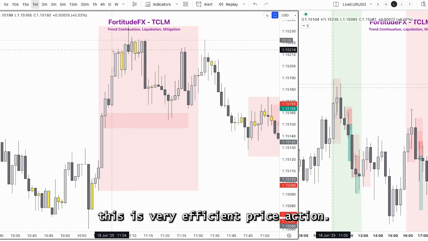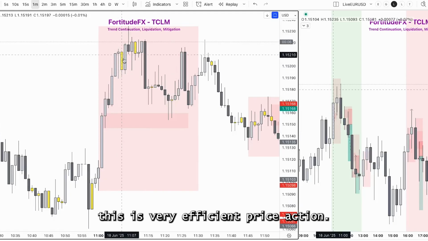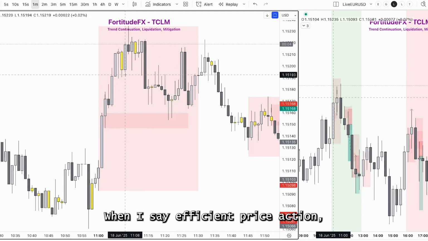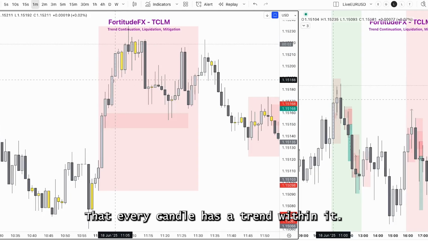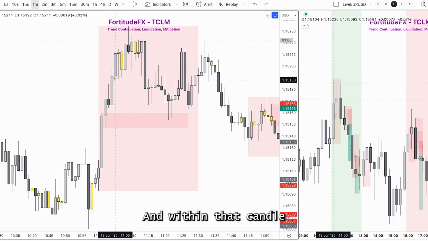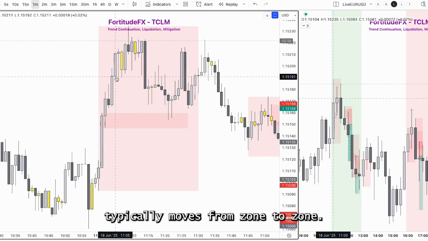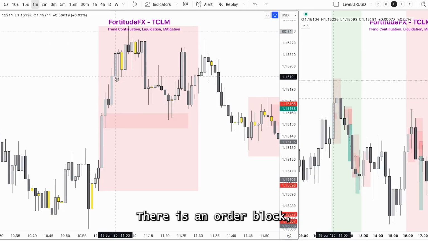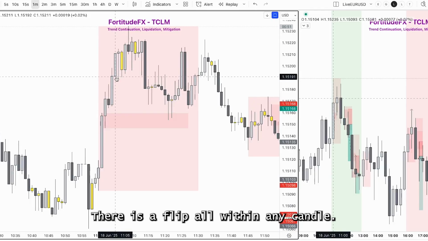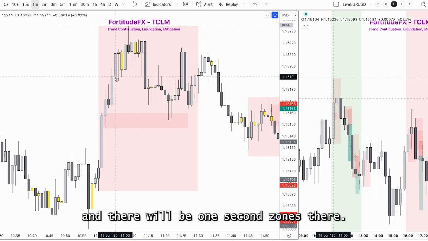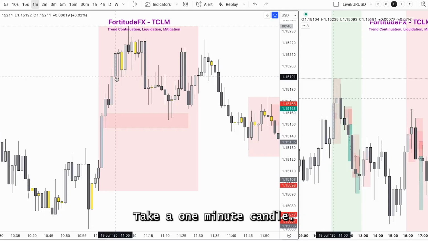For me, this is very efficient price action. When I say efficient price action, what do I mean? That every candle has a trend within it, and within that candle there are zones. So price typically moves from zone to zone. There is an order block, there is an origin, there is a flip, all within any candle. Take a 15-second candle and there'll be 1 second zones in it. Take a 1 minute candle, there are 15-second zones. Take a 15-minute candle, there are 1 minute zones in it.